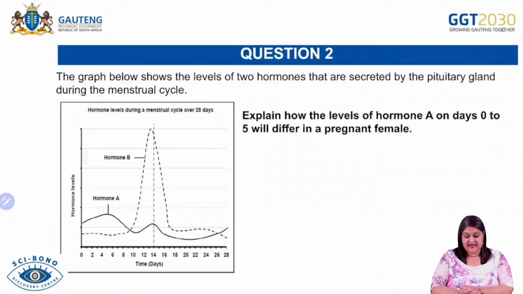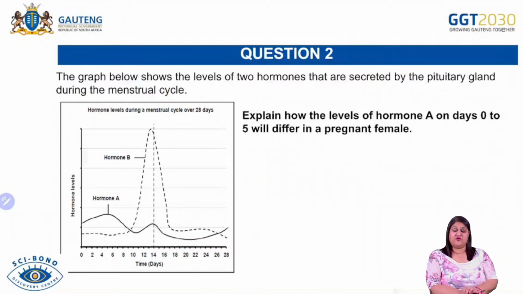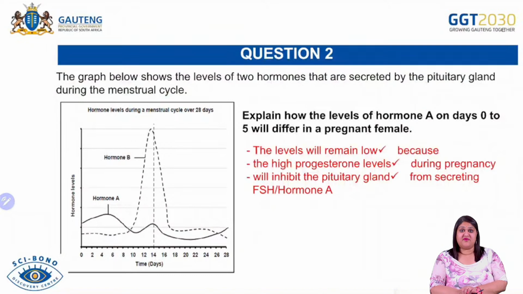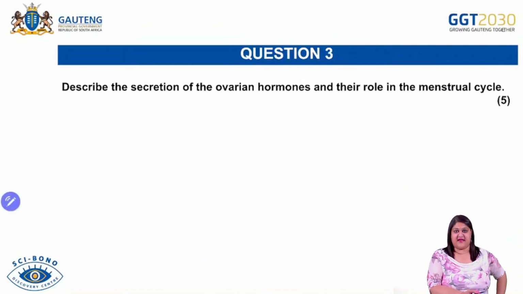Okay, so we look at day 0 to 5, how would they differ in a pregnant female? Normally day 0 to 5, we say menstruation occurs. But remember I said we need the endometrium if pregnancy occurs. So the levels will remain low, so FSH will remain low because of the high progesterone levels, which will inhibit the pituitary gland from secreting the FSH.